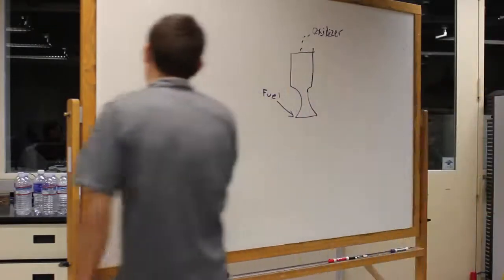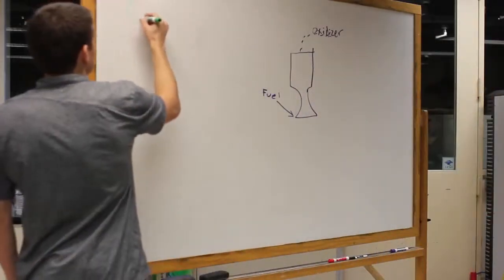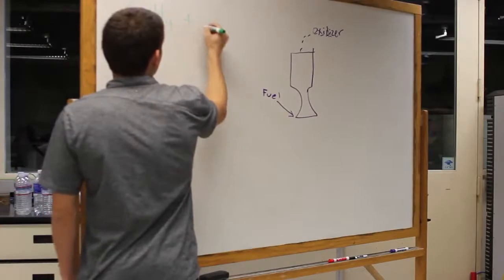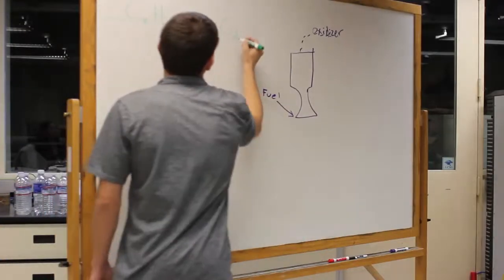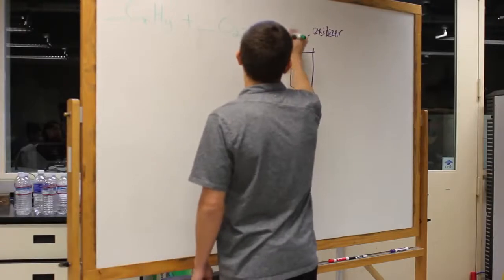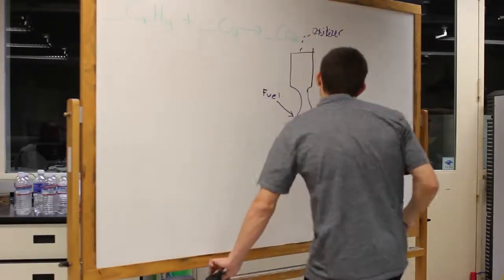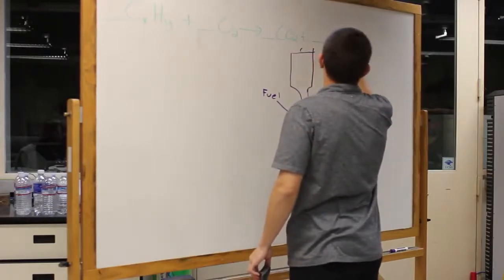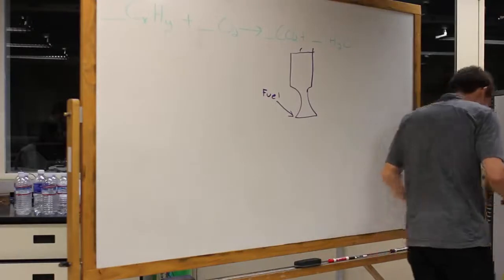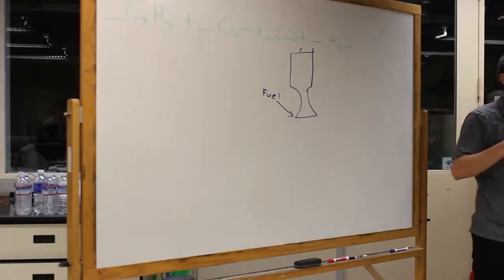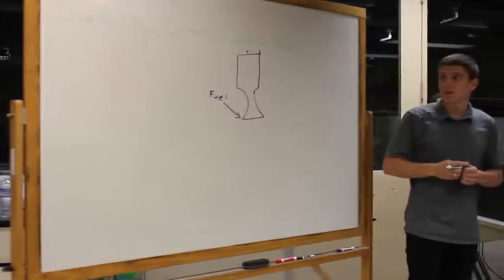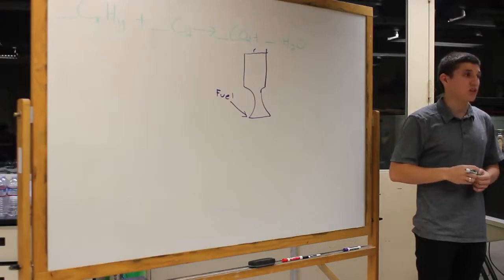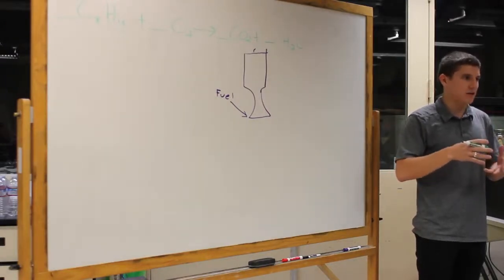But the general equation is CxHy, and there's some stoichiometric amount of that, plus blank O2 yields blank CO2 plus blank H2O. And what this does is that when you break the hydrocarbon bond, so between a hydrogen and a carbon, you unleash that chemical energy that's stored in it. That's why we use oil, coal, whatever. Hydrocarbons have a lot of energy density. For their mass, they're extremely energy dense.